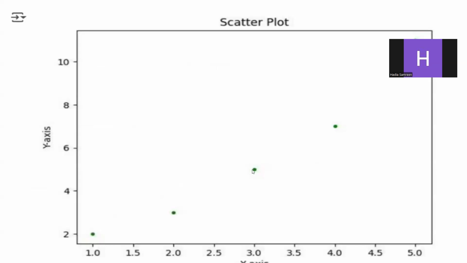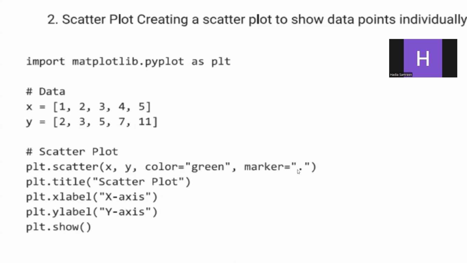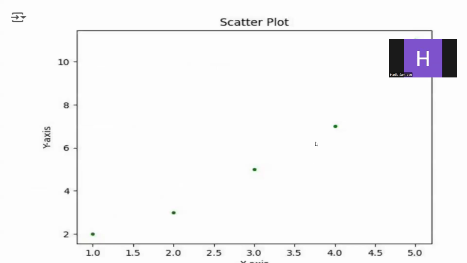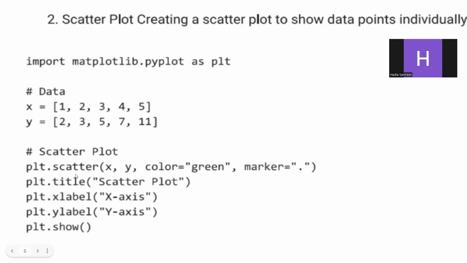If you notice, this is the dot. There are a few markers we can use. If you write s, you will get a square. If you write plus, you will get the marker as plus. Likewise, so this is for scattering.